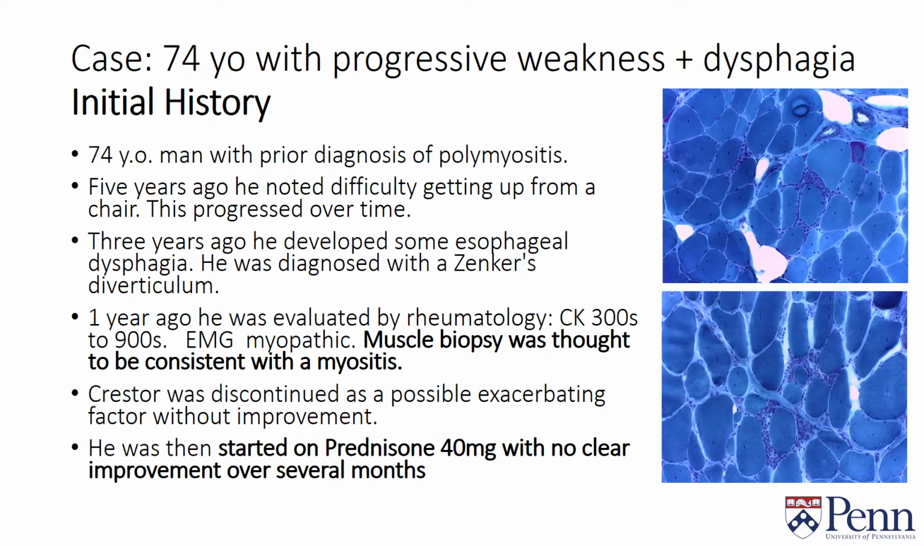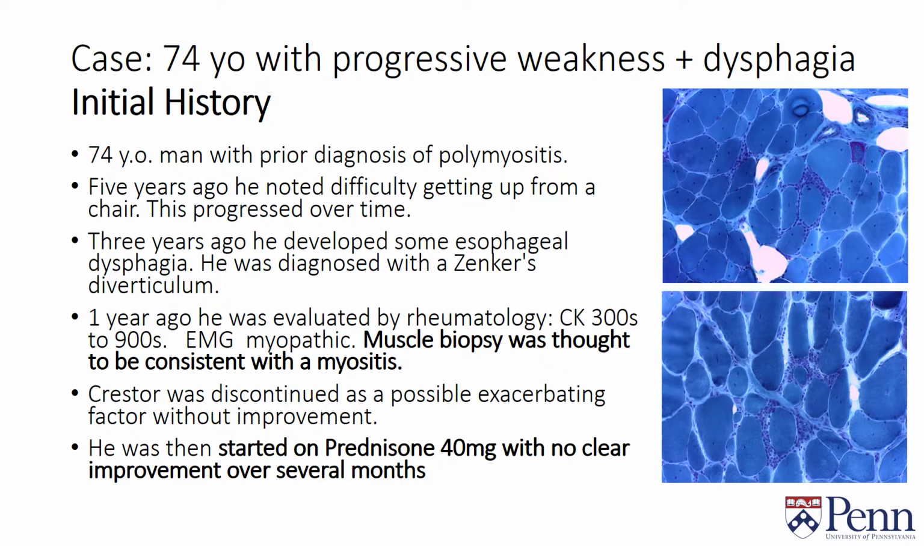So our next case is a 74-year-old man with progressive weakness and dysphagia. He was previously diagnosed with polymyositis. He reports that 5 years ago he had difficulty getting up from a chair. He had approximately 3 years ago developed esophageal dysphagia and been diagnosed with a Zenker's diverticulum. His CKs have been in the 300s to 900s as he'd been followed by rheumatology. His EMG was myopathic, but his muscle biopsy was thought to be consistent with myositis.